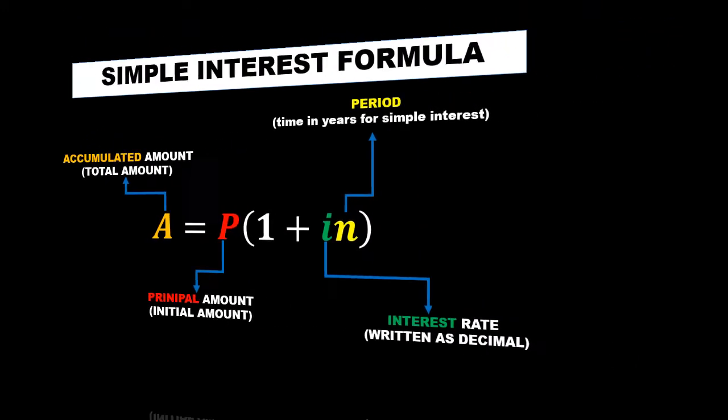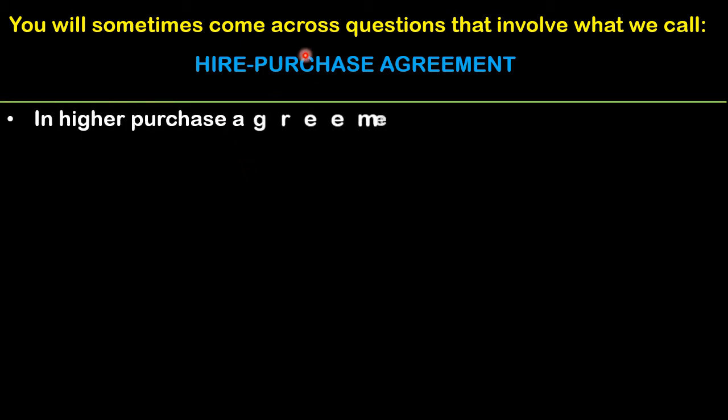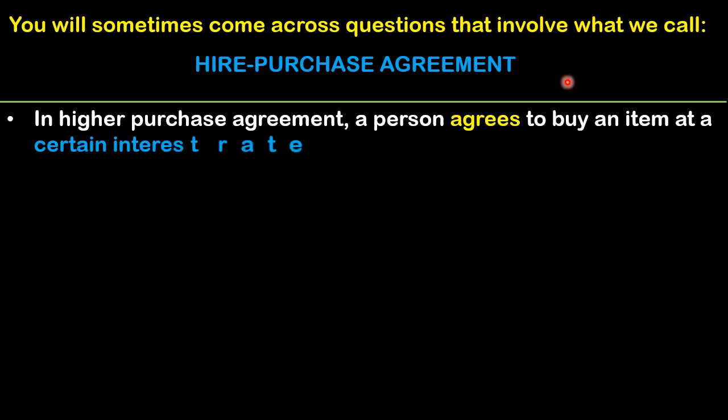Let's move forward. Break it down even further. You will sometimes come across questions that involve what we call the hire purchase agreement. There is actually no line between a hire purchase agreement and simple interest, because when you deal with a hire purchase agreement, you are actually agreeing to buy a particular item. This item might be a computer, it might be a bed, it might be a TV set, it might be a bicycle, it might be a phone. Okay, you buy this particular item at a certain interest rate.